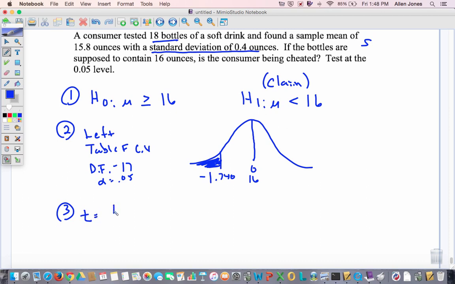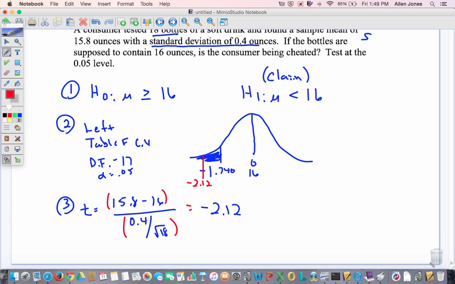So in step number 3, our test score is our sample mean, which is 15.8, minus our population mean, which is 16, over our sample standard deviation, which is 0.4, over the square root of our sample size, which is 18. And as a quick reminder for our order of operations, I'll continue to put these in, and that will get us our test score. In this case, I believe our test score is about negative 2.12. To make our decision on the null, we bring that up here. It will lie to the left of negative 1.740. So in step number 4, that's going to tell us to reject the null.